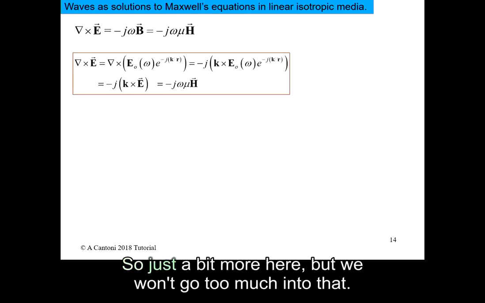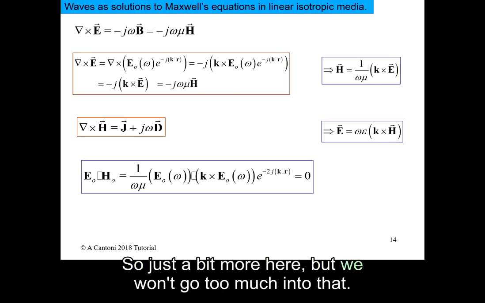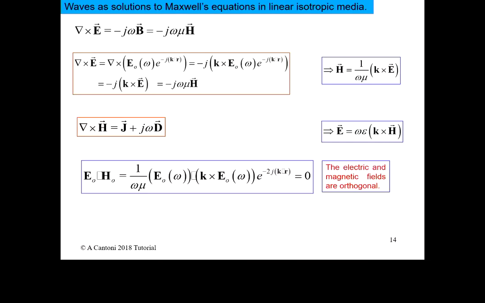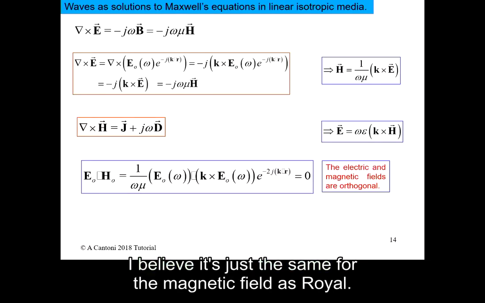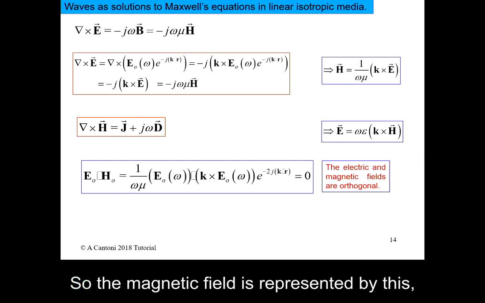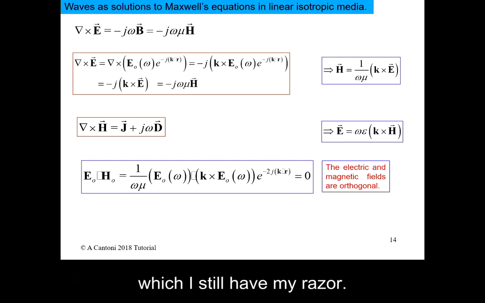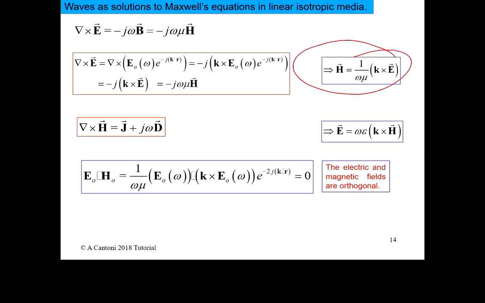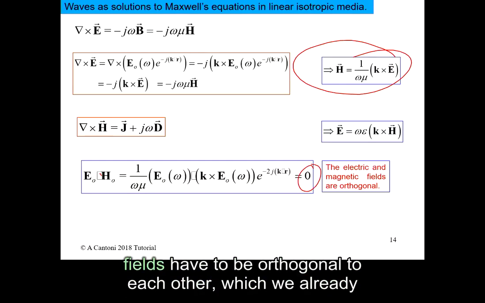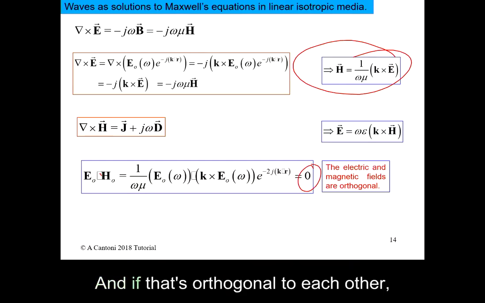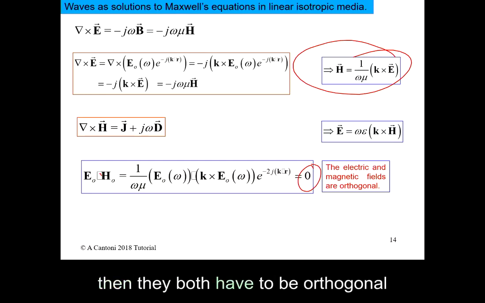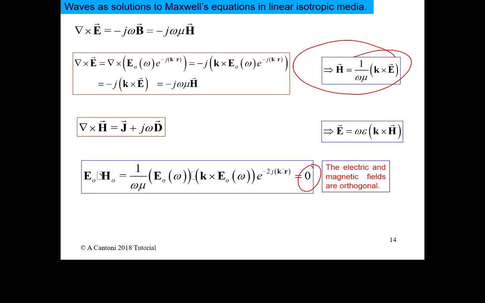All right, just a bit more here, but we won't go too much into that. It's the same for the magnetic field as well. The magnetic field is represented by this. We take the dot product of those two and get 0, which means the electric and magnetic fields have to be orthogonal to each other, which we already know. And if they're orthogonal to each other, then they both have to be orthogonal to the direction of propagation.